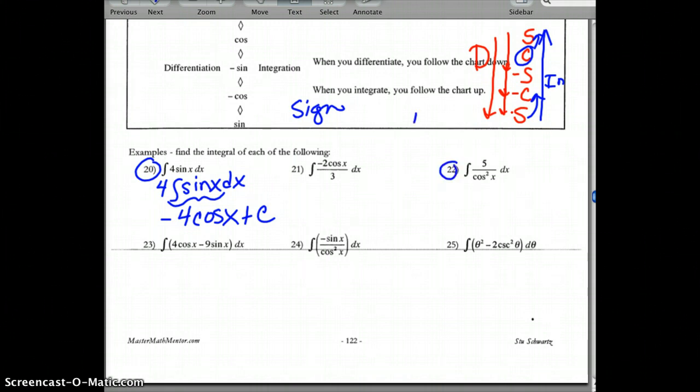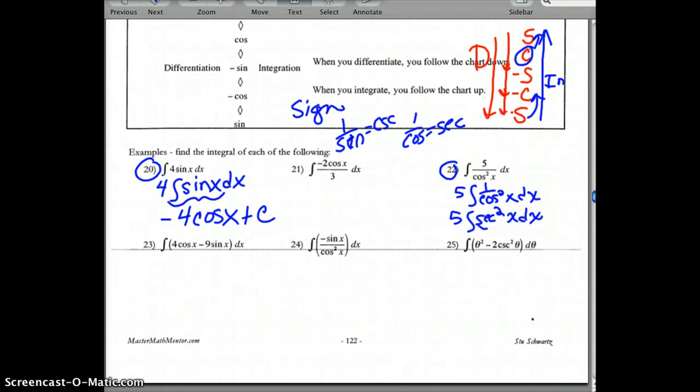All right, so let's take a look at number 22. Remember that 1 over cosine is equal to secant, and 1 over sine is equal to cosecant, and that's going to help you clean some of these up. Regardless, on this one, 5 can come out front. It is a constant. And I've got 1 over cosine squared x dx. Well, 1 over cosine squared is secant squared x dx. And again, you've got to think of the derivative of what gives you secant squared. You should remember that from our chapter 2 that was tangent. If not, you've got it written up above there.